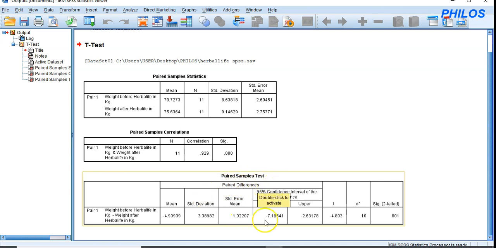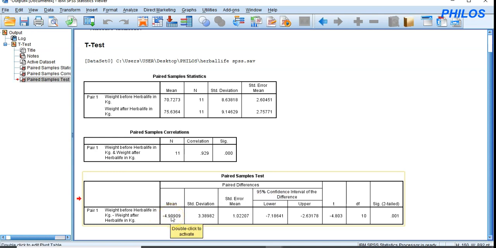Now when we look at the area of the paired differences, this mean here is the mean difference. Okay. Now when you look at the mean difference, it is negative 4.90909. Now the reason the mean difference is negative is that the mean weight before Herbalife in kg is less than the mean weight after Herbalife in kg. This mean difference of 4.90909 means that the mean weight of those who take the Herbalife to gain weight, that is after taking it, is 4.90909 more than their mean weight before taking the Herbalife.